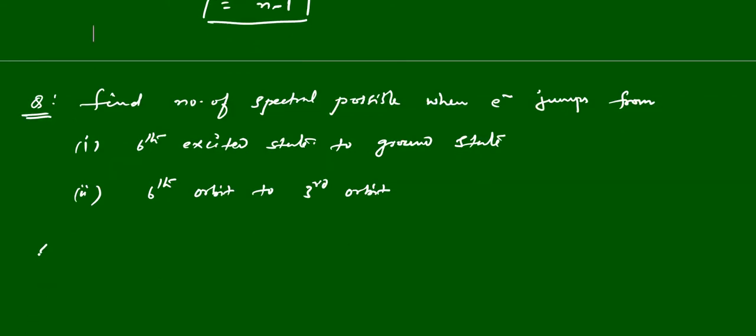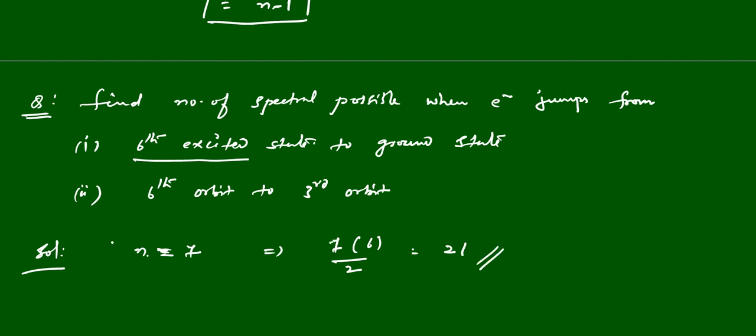Okay, you can see the solution for this. Number of spectral lines here: sixth excited state to ground state. Sixth excited state means what? Seventh state. So here n is equal to 7, it is not 6. Sixth excited state to the ground state. So anyhow the formula is n(n-1)/2. So 7 into 6 by 2, you get 7 into 3, 21 spectral lines in first case.